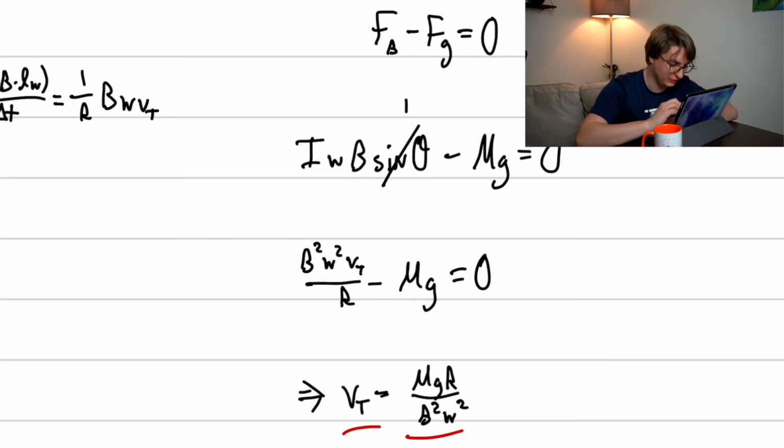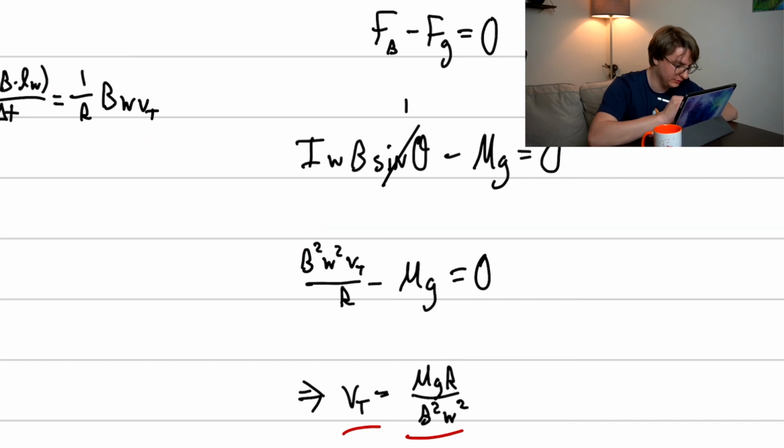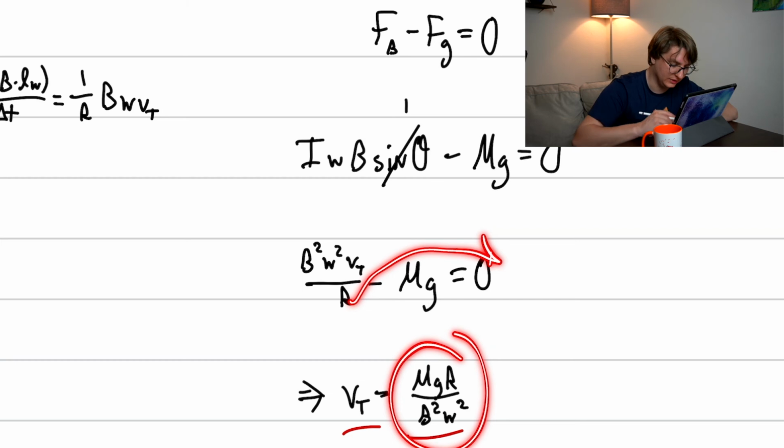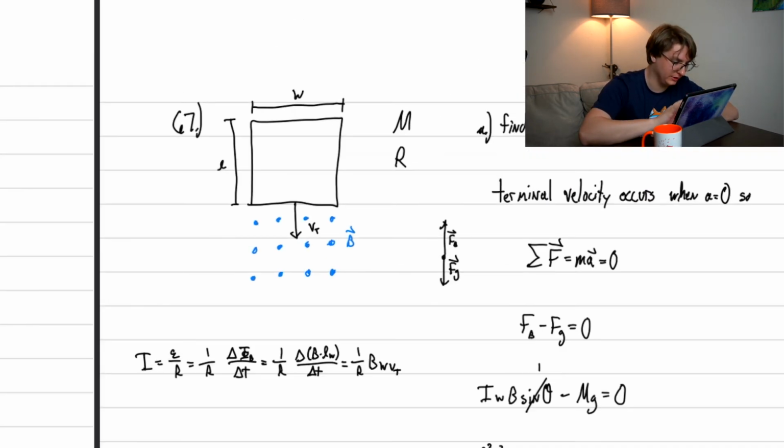Okay, so we get this IWB. We throw in all the stuff that we found out for I. So it turns out we get a W here, we get a W here, we get W squared. We also get a B here and a B here. So we get B squared, W squared, times terminal velocity over R. So now we just need to solve for terminal velocity. We add this mg to the other side. We divide out the B squared, W squared, multiply by the R, move that over, and we just get a bunch of constants. We get to throw them together. Okay, sure.